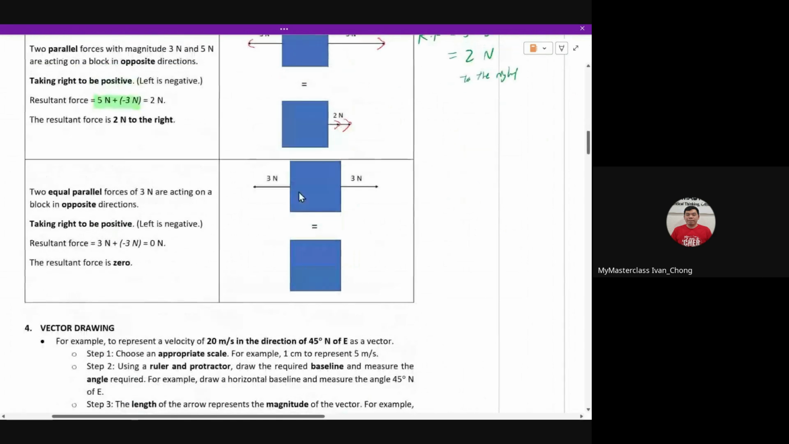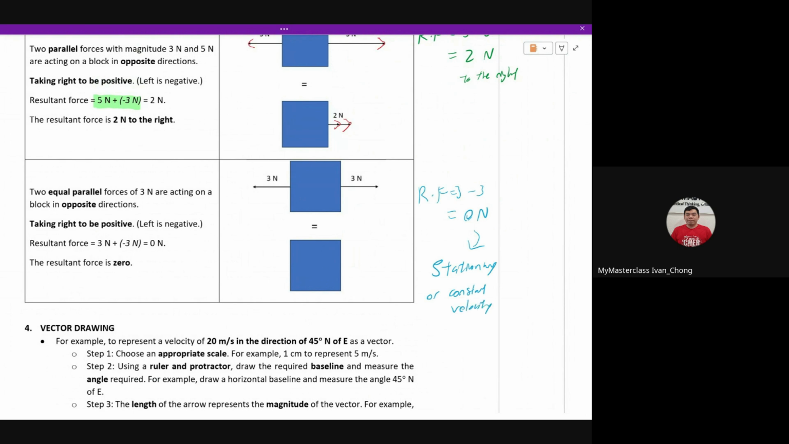And if they are exactly the same, you will just say that your resultant force is 3 minus 3, you end up with 0 newtons itself. Basically, just remember, if the resultant force is 0, your forces are balanced. Okay, you are stationary or moving at constant speed or constant velocity. Okay, so do take note.